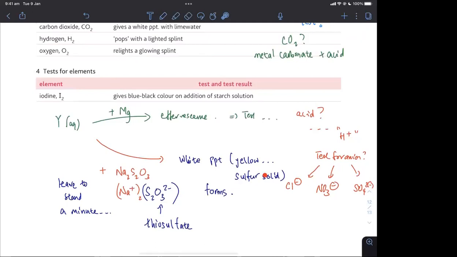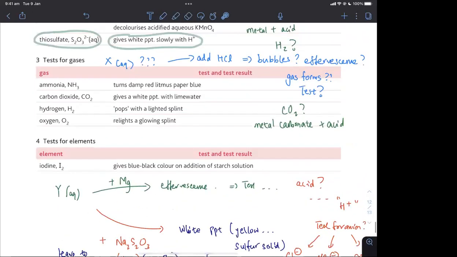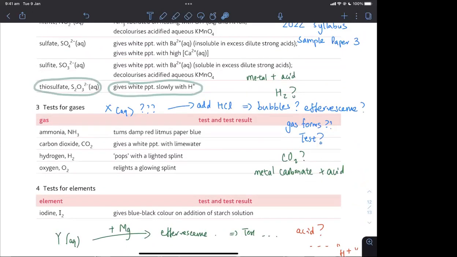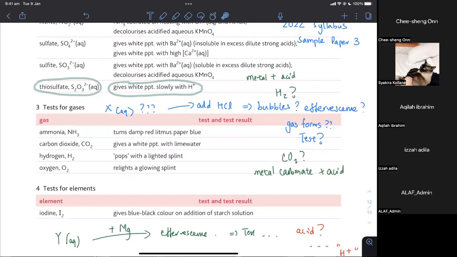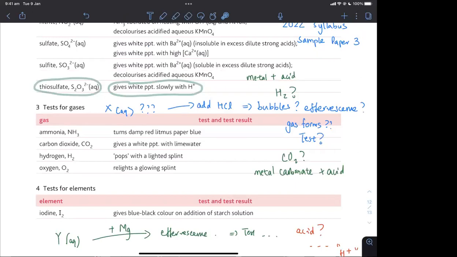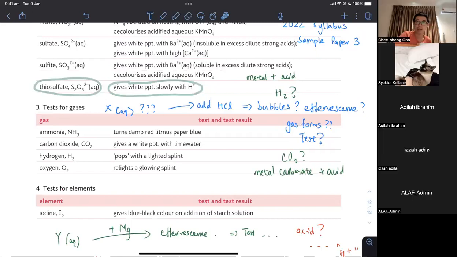So that means it must contain H+ because it reacts with H+. So what I've done is I've reversed the scenario a little bit so that you are not just identifying the thiosulfate, but you are also identifying the presence of the acid by reacting with thiosulfate. Okay, hopefully that makes sense, yeah?